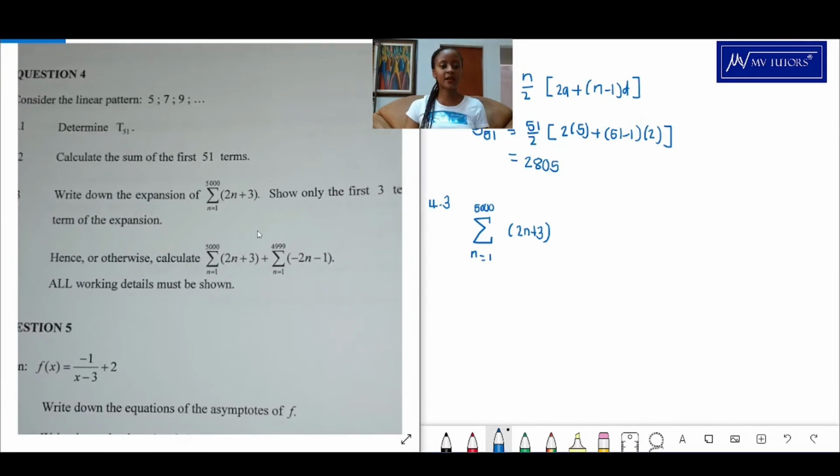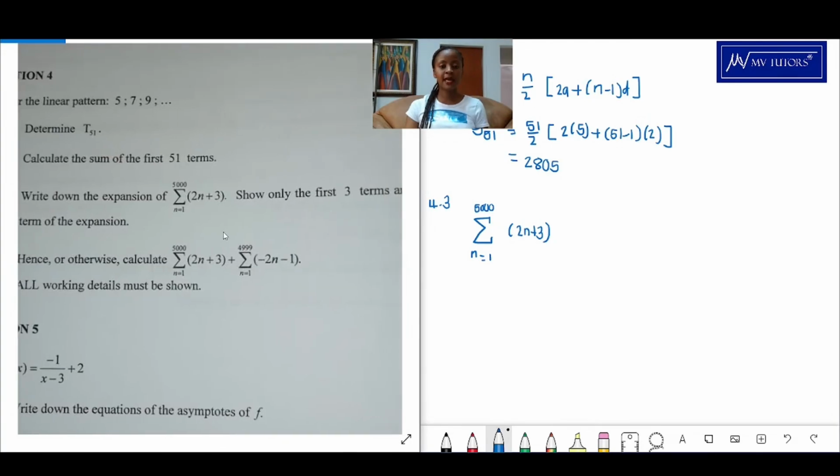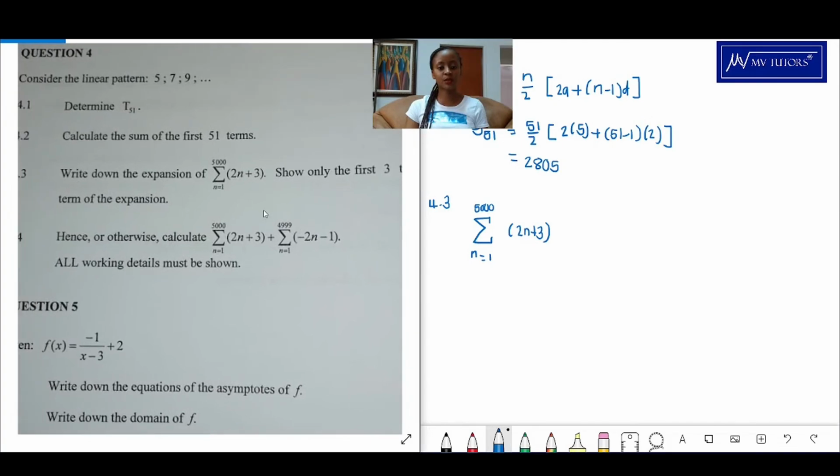Okay, so this is the expression, the sigma notation. So it says write down the expansion of this sigma notation and show only the first 3 terms and the last term in the expansion. So we're gonna have term 1. Okay, so basically it's 2 times 1 plus 3, but we already have it. Term 1 is actually going to be 5. Okay, term 2 is going to be 7. Term 3 is going to be 9.